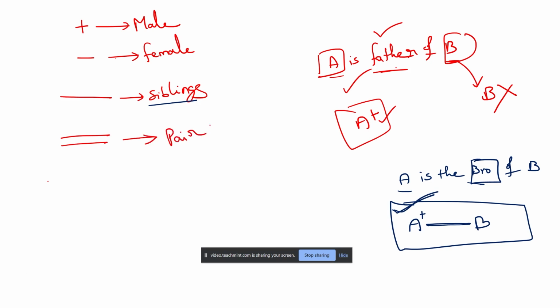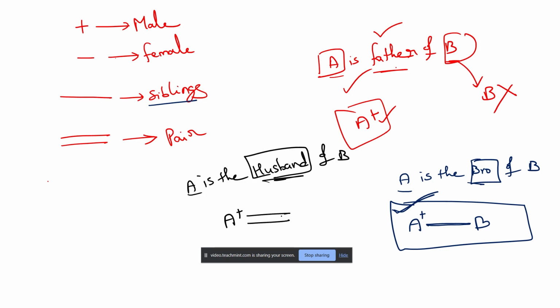That means if I use double horizontal lines, that is going to indicate a pair of people. For example, if I want to say A is the husband of B. I am saying A is the husband, so A is a male person. Husband means those people are a pair, a couple. So when I want to represent a couple, I am going to use a double horizontal line. Don't get confused, guys. Single horizontal line for siblings, double horizontal line for couple.